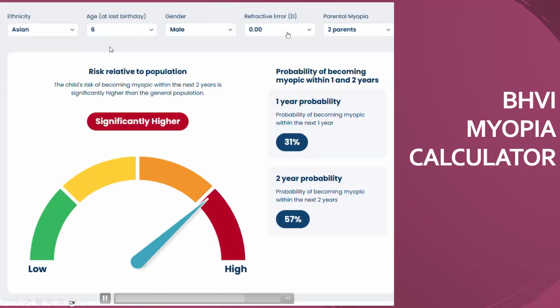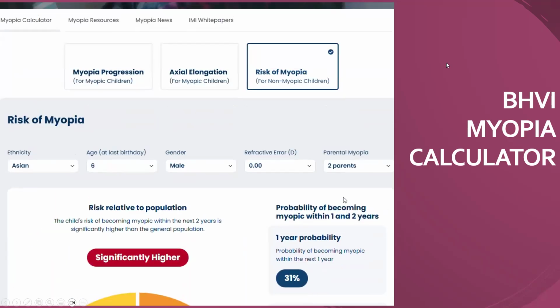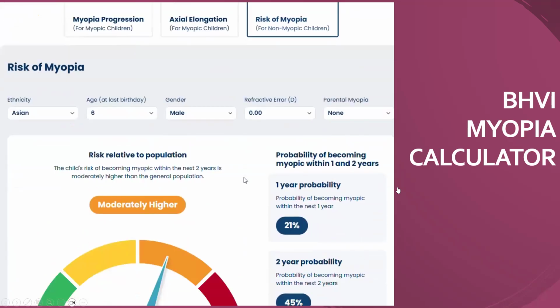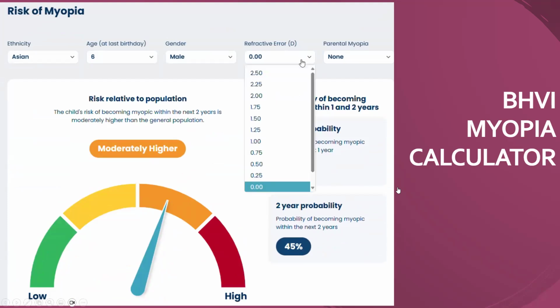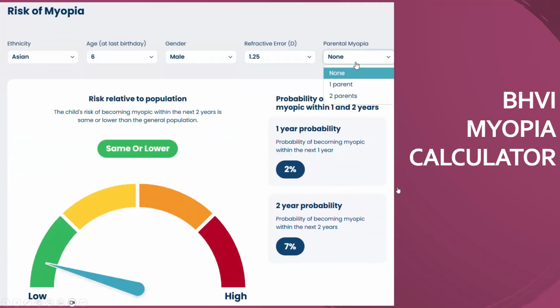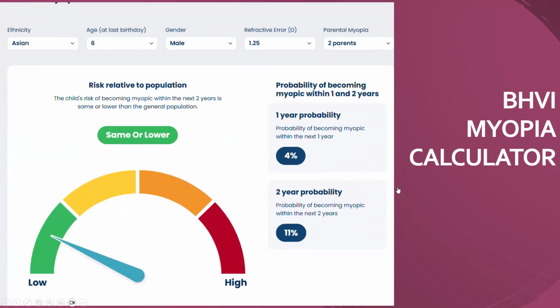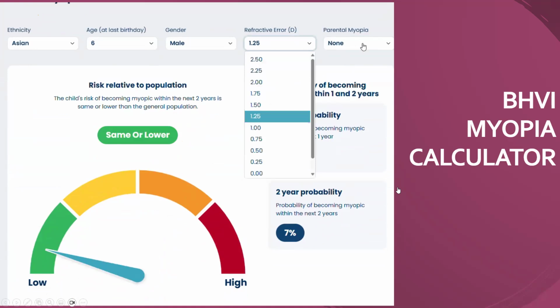The main factor is hyperopic reserve. There are two main considerations here: parental myopia and the initial refractive error. Whenever you give it around plus, it will go down to green. So anything more than plus 0.75, this particular calculator will immediately tell you that the risk of myopia is very, very low.